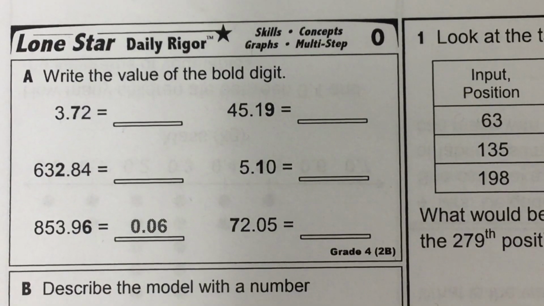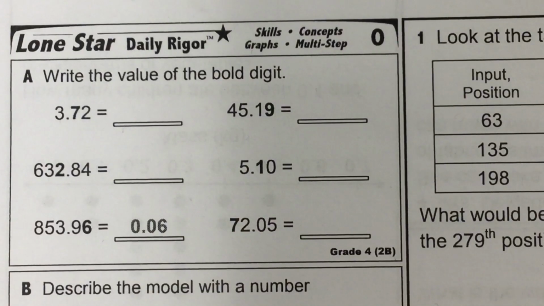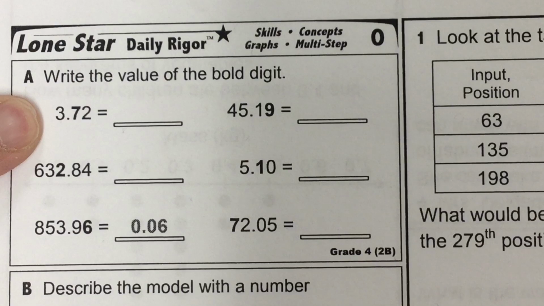Okay, so I'm going to go over the Lone Star Daily Rigor. We're on O today. So A says, write the value of the bold digit. All right, so the value of the bold digit. So what did you get for 3 and 72 hundredths? The bold digit is the 7.